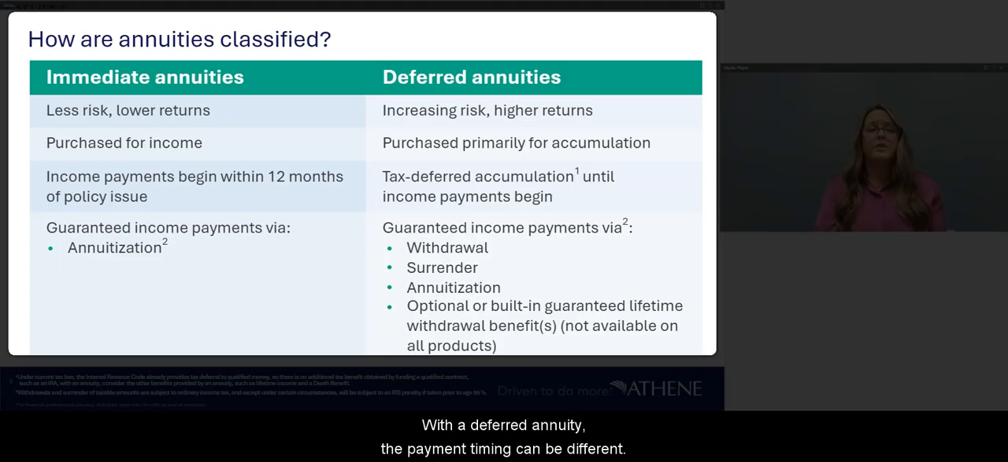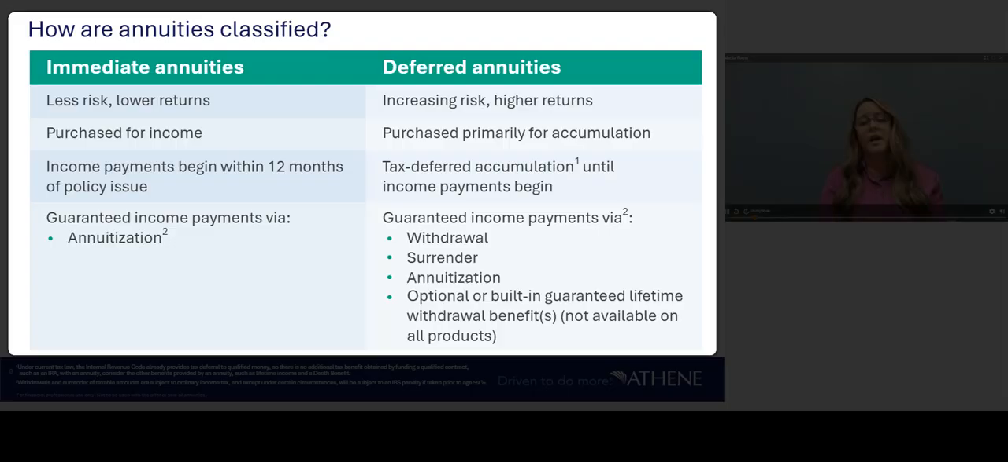With a deferred annuity, the payment timing can be different. The growth period has an accumulation phase where the value can grow, and the crediting options are different. Deferred annuities offer more crediting options. Deferred annuities can be a good option for clients that want to grow their retirement savings and start receiving payments later.